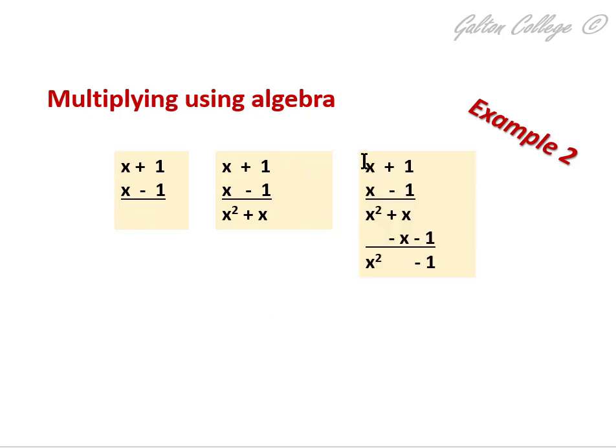So it's minus 1 times x, minus x. Plus 1 times minus 1 is minus 1. Add the two up, we've got x squared plus nothing is just x squared, plus x minus x added together, they cancel out, come to 0. So it's nothing there. And minus 1, nothing up here, so it's just minus 1. So the answer is x squared minus 1. In other words, x plus 1 times x minus 1 is equal to x squared minus 1.